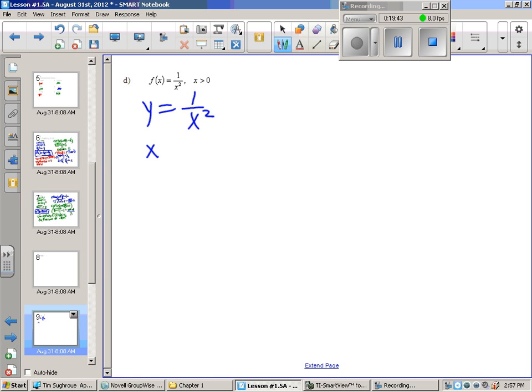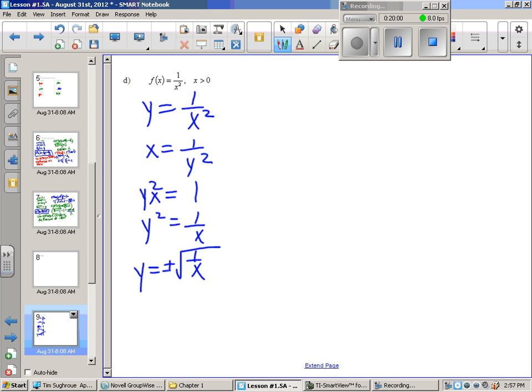Switch x and y. Resolve for y. Y squared times x will equal 1. Divide, take the square root. Now when you take the square root, you need to consider the plus or minus square root of 1 over x. The square root of 1 is 1, and square root of x is the square root of x.